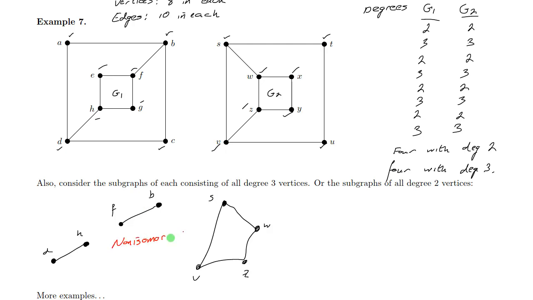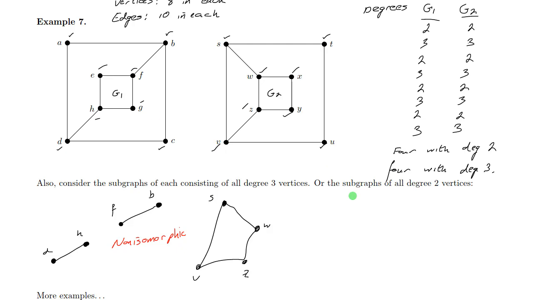If we start trying to map vertices to each other in such a way that we're maintaining the connections, we're going to start to run into issues. I could say F is going to map to S, B is going to map to W, but then W will need to be adjacent to another degree 3 vertex, and I don't have anything else that B is adjacent to that's degree 3. So it would break down there.